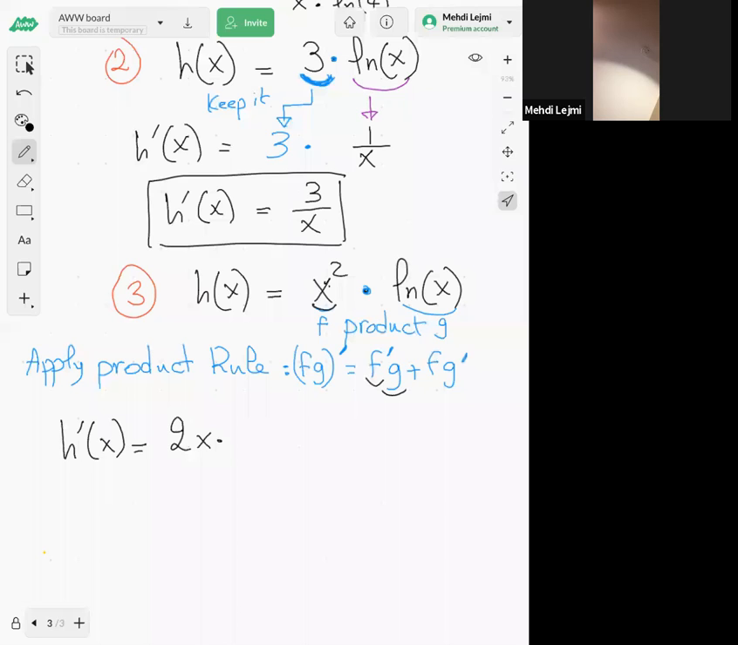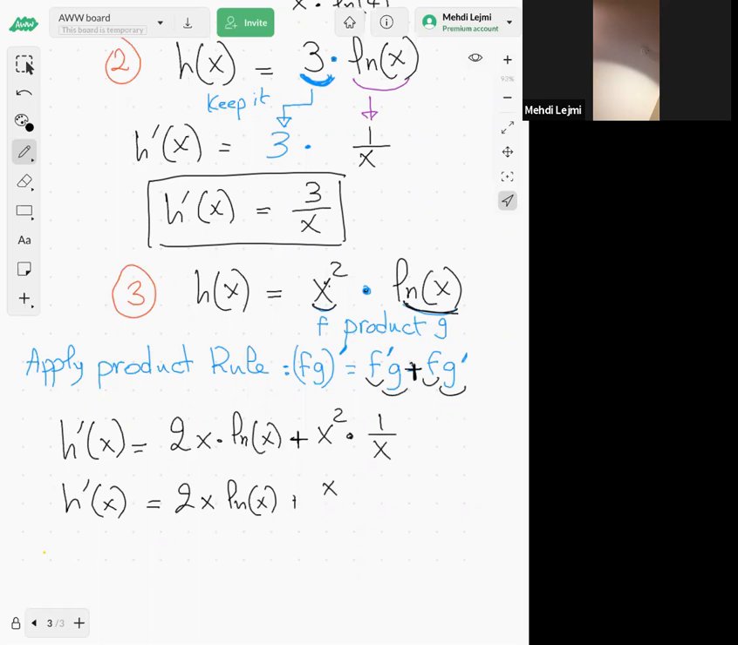My g is the second function, the natural log of x. So here's my natural log of x. And then there's a plus. f, the first function, which is x squared, times the g prime. So what's g prime? g is natural log of x, so what's the derivative of natural log of x? Well, we just learned that the derivative of natural log of x is 1 over x. So g prime is 1 over x, right? So in other words, h prime of x is 2x natural log of x plus x squared over x.